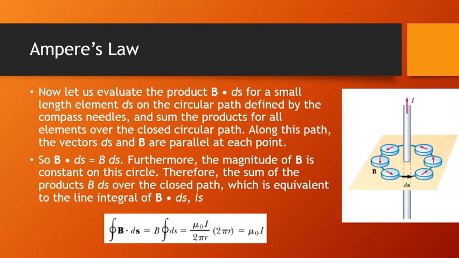Therefore, the sum of the product B ds over the closed path, which is equivalent to the line integral of vector B dot ds, is: integral of vector B dot ds equals B times integral of ds, which is equal to mu naught I divided by 2 pi r, times 2 pi r, which is equal to mu naught I.